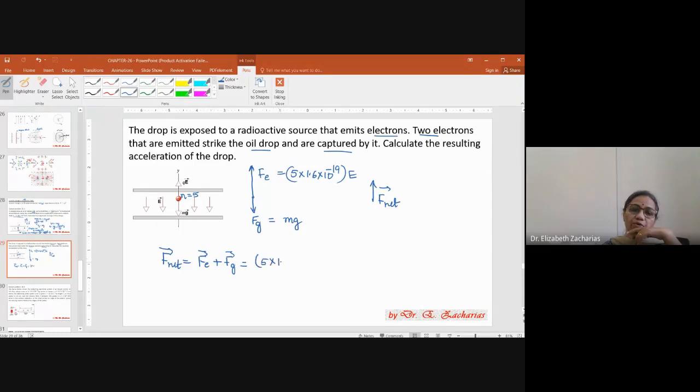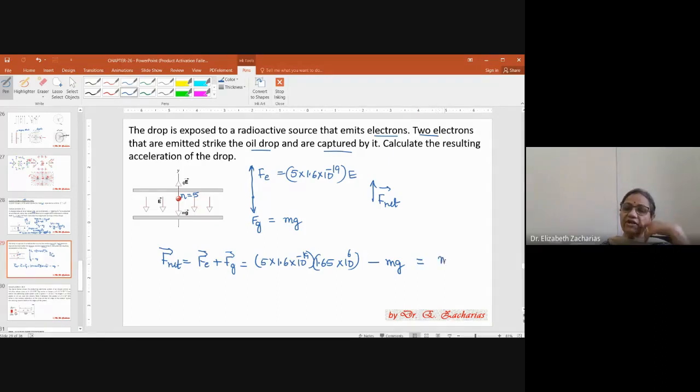5 into 1.6 into 10 to the power of minus 19 into E. What is E? E is 1.65 into 10 to the power of 6. Then minus, I put a minus because Fg is in the downward direction. So put mg there. And this is not going to be equal to 0. This is going to be equal to F net.